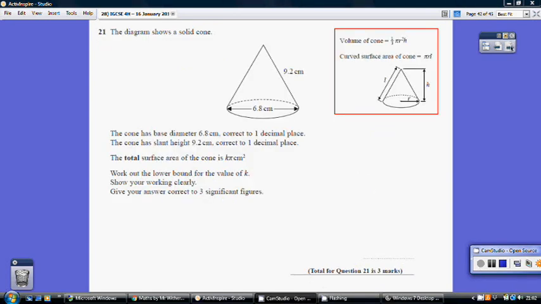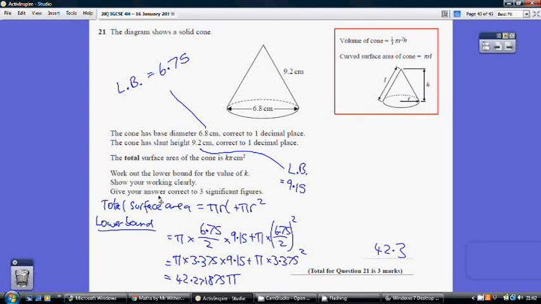Question 21. So the first thing to take on board here is to really notice they say total surface area. So it's going to be both the curved surface area of the cone, pi r L, but also the circle at the bottom, which is pi r squared. So that's our total surface area. Now we've got to work out the lower bound of this. So we want the lowest value for r, for the L, which is the slanted slope length, and for r again. So let's sort out our lower bounds.